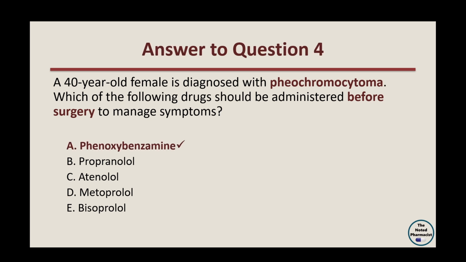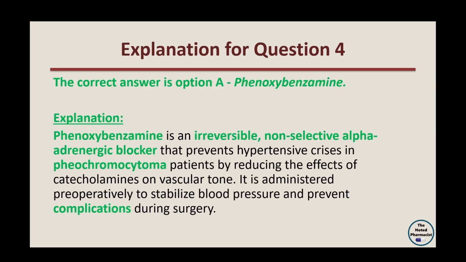The correct answer is option A, phenoxybenzamine. The explanation is as follows. Phenoxybenzamine, a non-selective and irreversible alpha blocker, is the drug of choice for pre-surgical management of pheochromocytoma. It effectively reduces the risk of hypertensive crises caused by catecholamine surges from the tumor.